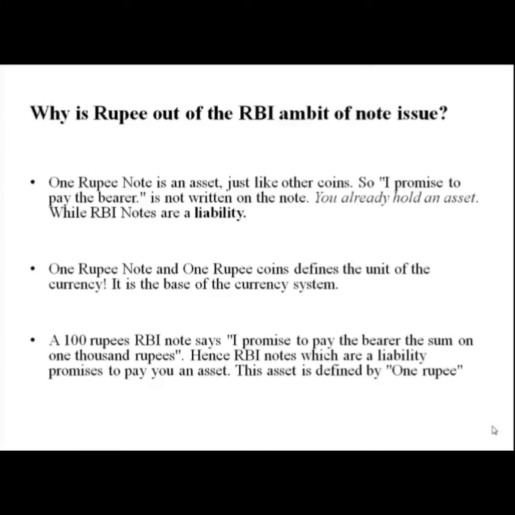Imagine the text that a 100 rupee note reads on its face when you look at it. It says, I promise to pay the bearer the sum of 100 rupees. Hence, RBI notes are a liability, a promise to pay you an asset. This asset is defined by 1 rupee, right? This is the reason why RBI cannot issue 1 rupee notes and coins, and we have the Ministry of Finance that issues them.